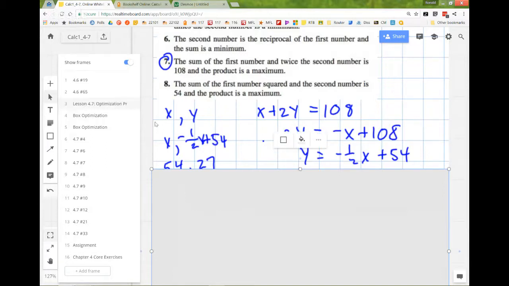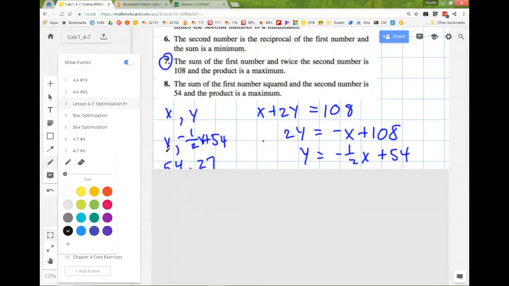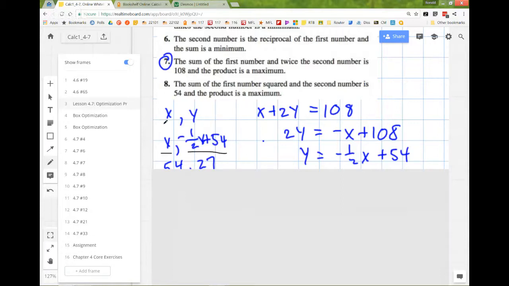So just to get some perspective here, these are now my two numbers. They started off being x and y, and now I found out by using the constraints of the problem that another name for y is negative 1/2 x plus 54. So here now is where we're going to proceed. x is the first number, negative 1/2 x plus 54 is the second number. All right.